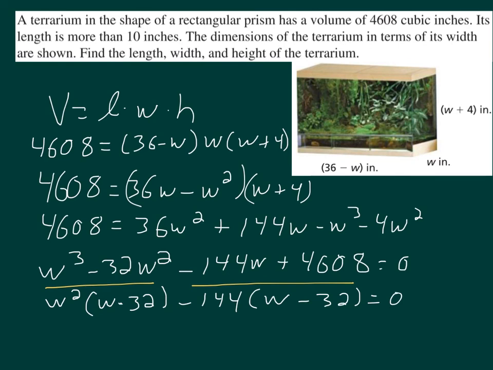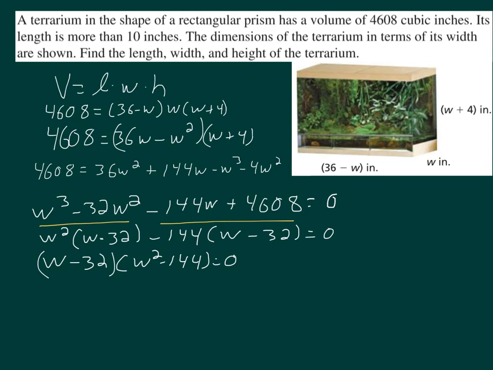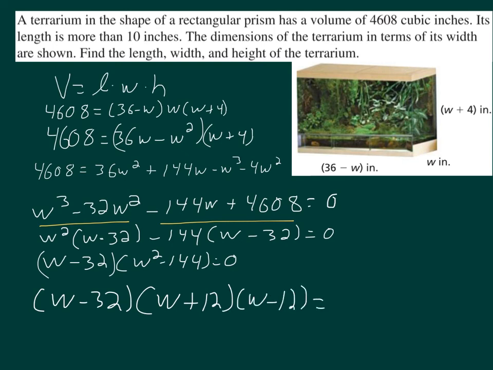So now, because I have a common binomial factor, I can take w minus 32 and put that in front of w squared minus 144. I have to make sure that I completely factored, and I notice that w squared minus 144 is actually a difference of squares. And so I can split that up even further. So a little resizing gives me some space there, and I'm left with w minus 32 times w plus 12, w minus 12 equals 0.